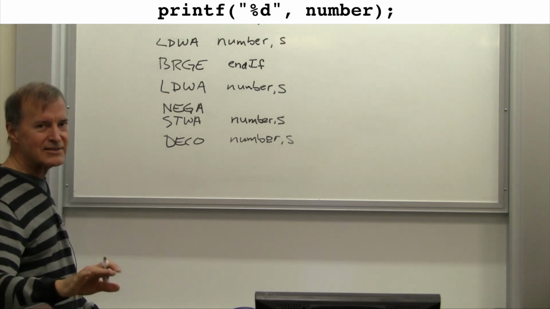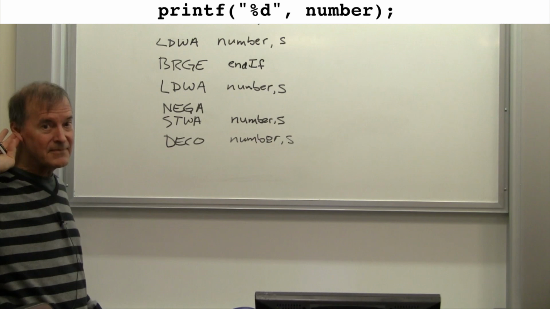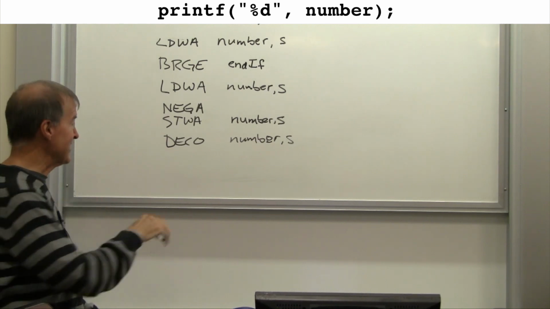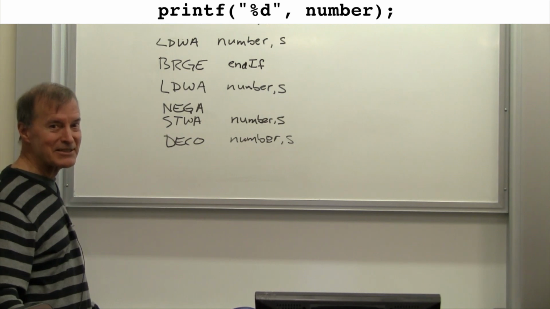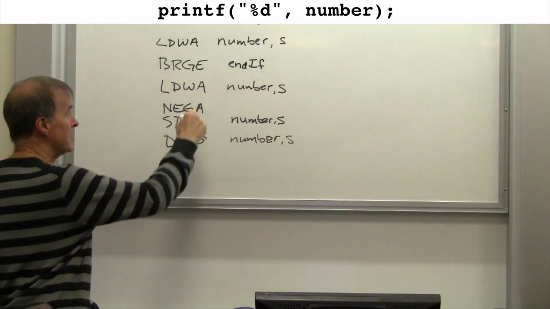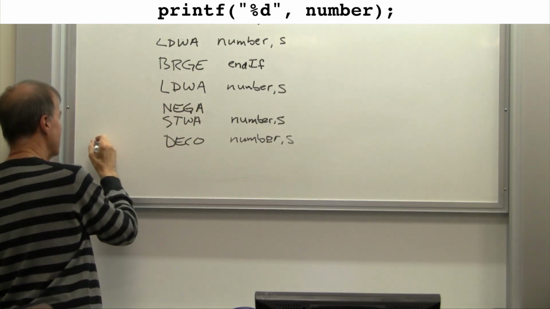Well, it's this instruction. Do you know what's missing? There's a little something missing. Yeah, we need the label, because this is a branch if greater than to end if, so we need to put end if here.